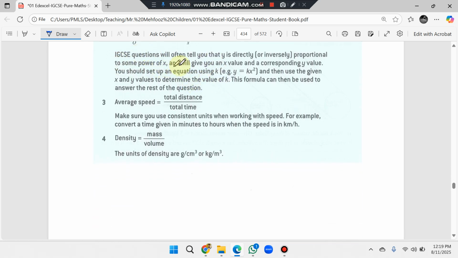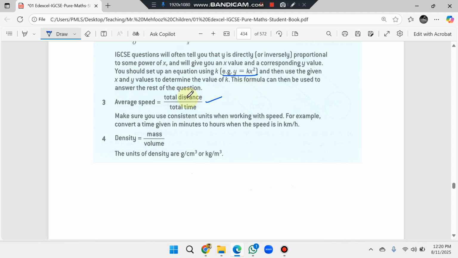Again, IGCSE questions will often tell you that y is directly or inversely proportional to some power of x, and will give you an x value and the corresponding y. You should set up an equation using k, where y equals kx squared, and then use the given x and y values to determine the value of k. This formula can then be used to answer the rest of these questions. In the third one, you can see that we have y equals k times x squared, some powers, directly or inversely proportional.